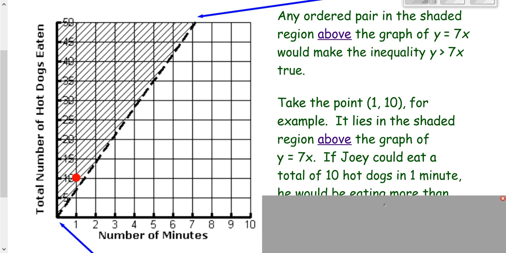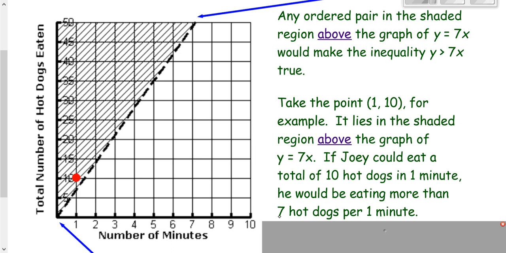If Joey could eat a total of 10 hot dogs in 1 minute, he would be eating more than 7 hot dogs per 1 minute. So this point right here proves the inequality to be true, that y is greater than 7x, that 10 is greater than 7 times 1.